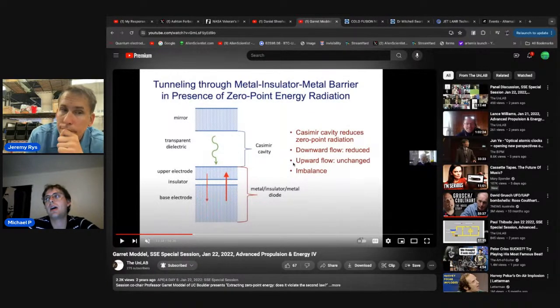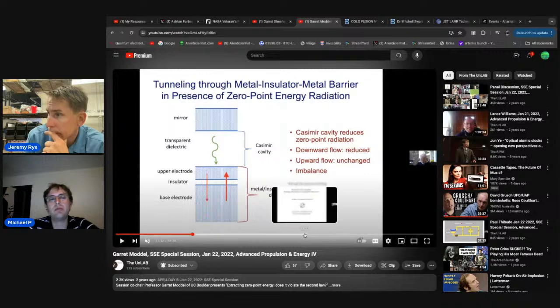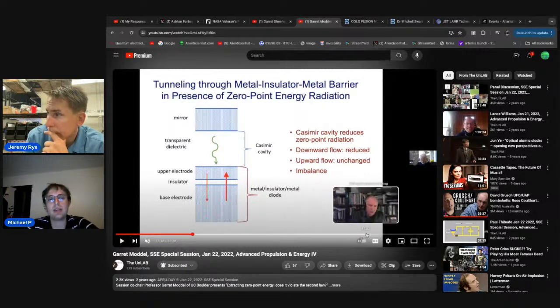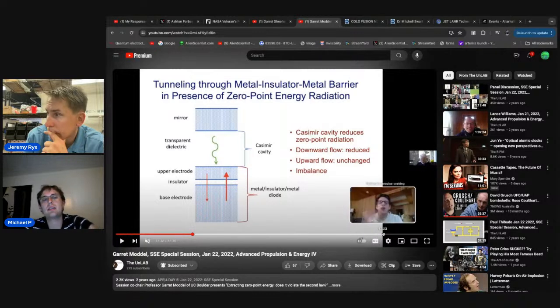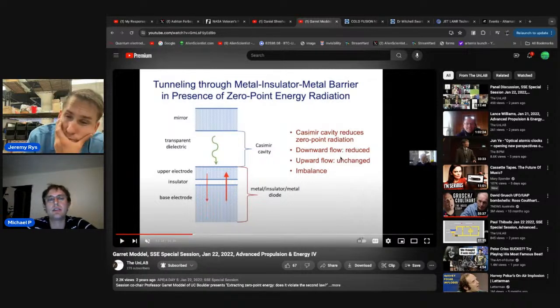So the point is a metal insulator metal diode will form an equilibrium state across the boundary, and this Casimir cavity on one side of it kind of throws off that equilibrium. And so that's the idea. Then they were saying they were getting 70 watts per square meter out of this thing, which seems like a lot. So we'll see. But that one's relatively easy to test.